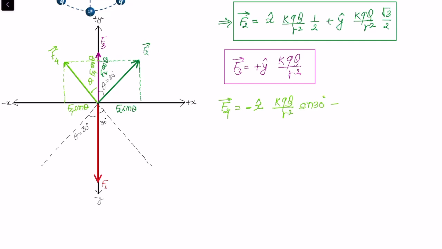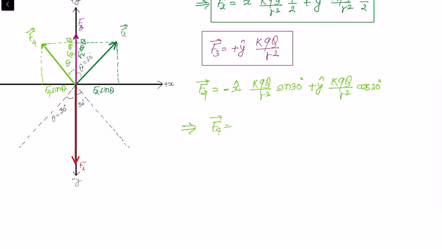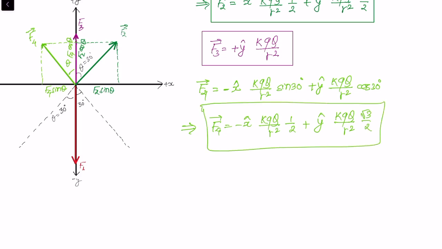Similarly, we need to write the y component here. The y component is in positive direction, so I have the positive y cap. And again, the magnitude will be kq divided by r square, and we need to multiply it with cosine 30. So let me further simplify this one. F4 will be equal to negative x cap times kq by r square, and sine 30 is 1 by 2, plus y cap kq by r square, and cosine 30 is square root of 3 by 2.